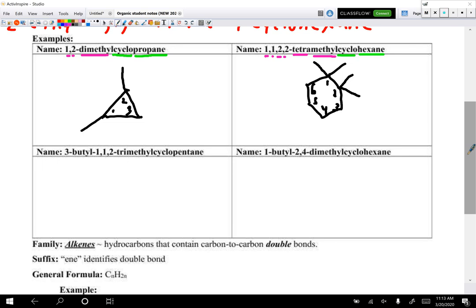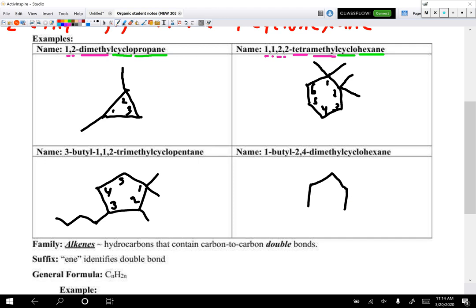And welcome back. So here is our second last one. So 3-butyl 1,1,2 trimethyl cyclopentane. So our cyclopentane, 5 carbons in a closed ring. It doesn't matter where you stick carbon 1. I'm going to stick carbon 1 right here, then 2, then 3, then 4, then 5. So we have 1,1,2 trimethyl and 3-butyl, 1, 2, 3, 4 carbons. So that will be our 3-butyl 1,1,2 trimethylcyclopentane. And the last one, we got 1-butyl 2,4-dimethylcyclohexane.